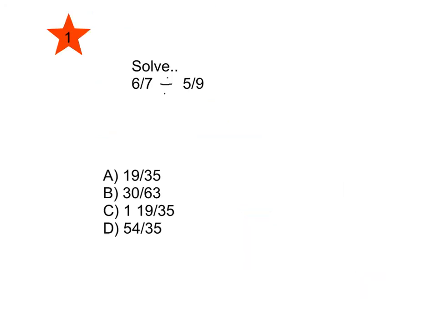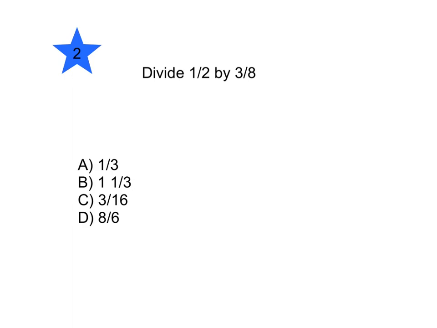Video question 1 is solve 6/7 divided by 5/9. We have A 19/35, B 30/63, C 1 19/35, or D 54/35. Video question 2. Divide 1/2 by 3/8. A 1/3, B 1 1/3, C 3/16, or D 8/6.